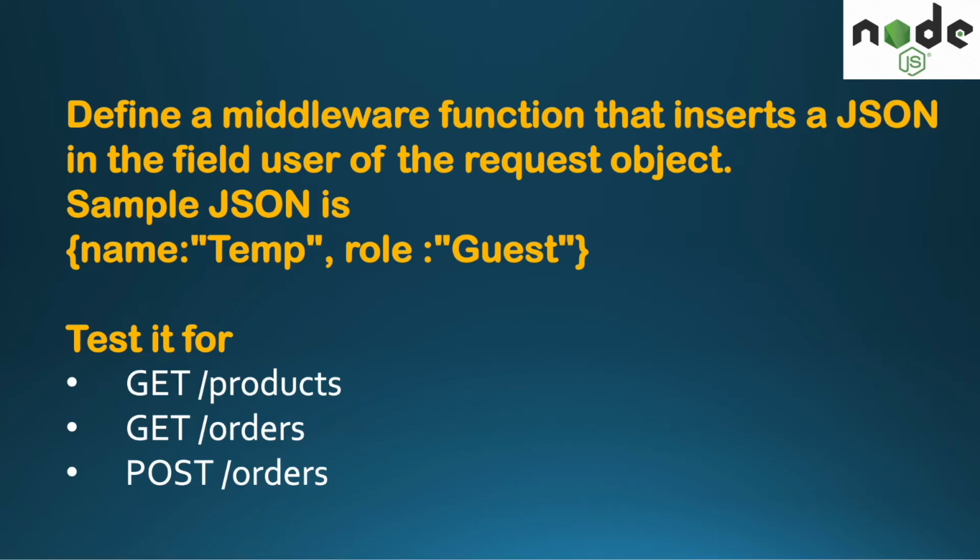Next, what do we want to do? Define a middleware function that inserts a JSON in the field user of the request object. So we should create a request.user, and the sample JSON is name is temp, role is guest, and we will test it for get slash products, get slash orders, and post slash orders.